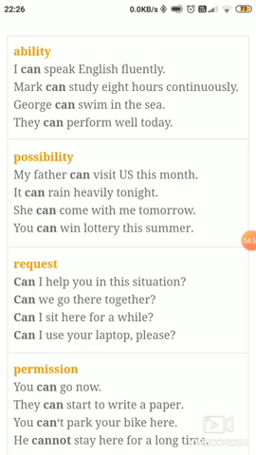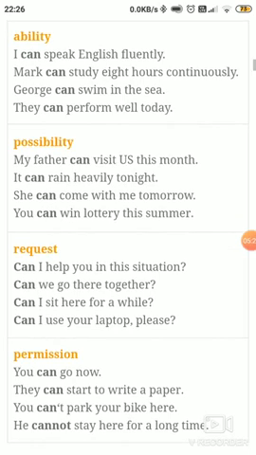George can swim in the sea. They can perform well today. Now, these are the sentences expressed in the category of ability. Can shows ability. Now, how does the word can show possibility? Let's have a look. My father can visit US this month. It can rain heavily tonight. She can come with me tomorrow. You can win lottery this summer.